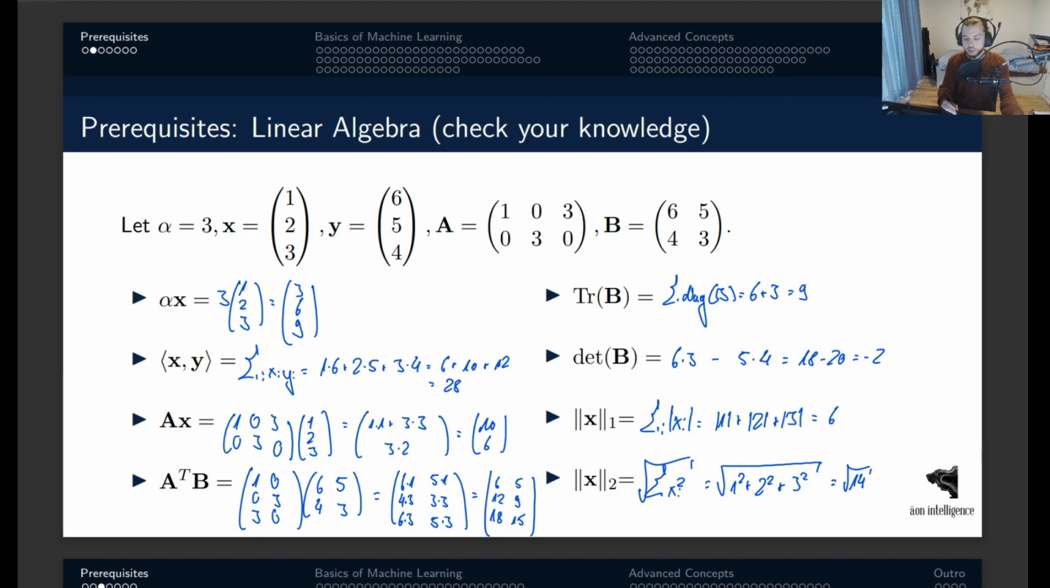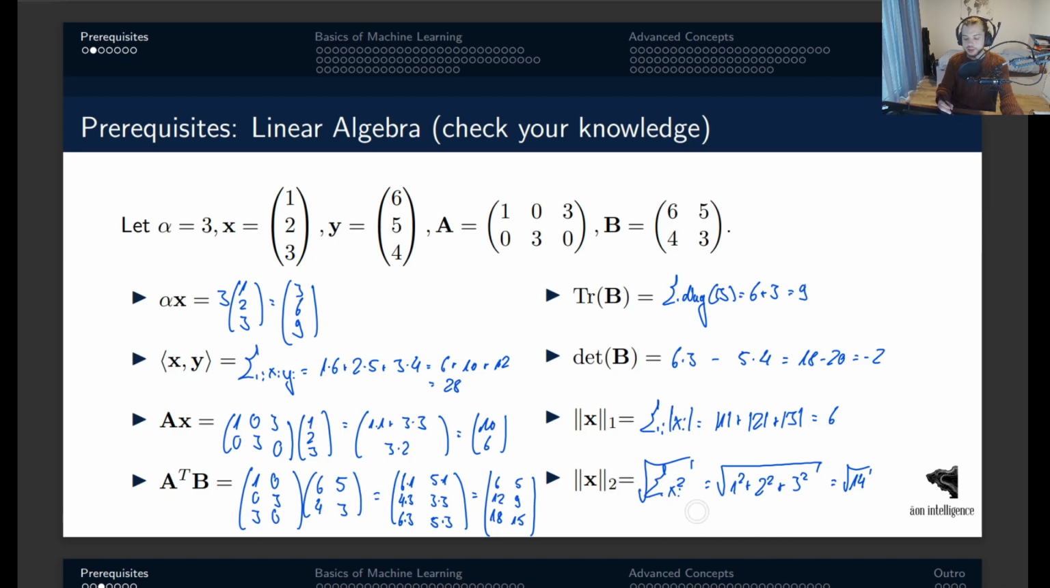Now the L1 norm, as we will see later in this module, is defined as the sum of the absolute values of the entries of X. So in this case, it's the absolute value of 1, the absolute value of 2, the absolute value of 3. You calculate the sum of those, and since they're all positive anyway, it's just an ordinary sum, and you arrive at the conclusion that the L1 norm of X is equal to 6.